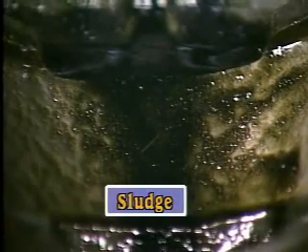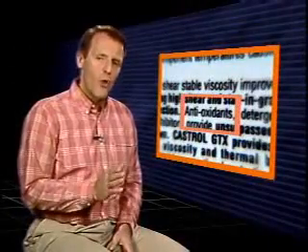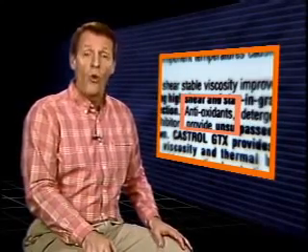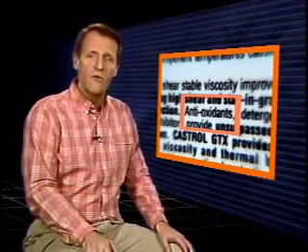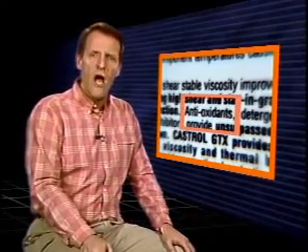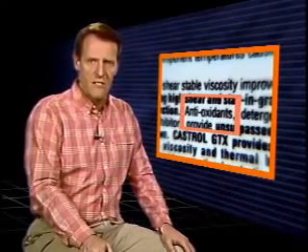Sludge can clog lubricant pathways in machinery and keep the lubricant from getting to where it's needed. To help control oxidation, additives called oxidation inhibitors or antioxidants are blended with many lubricants. These additives greatly reduce the rate at which oxygen combines with lubricants.